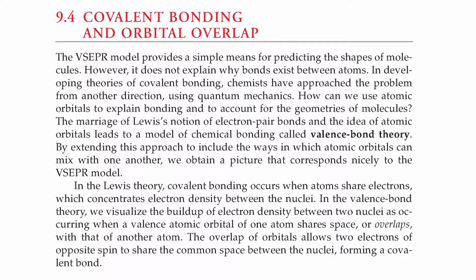In the Lewis theory, covalent bonding occurs when atoms share electrons, which concentrates electron density between the nuclei. In the valence bond theory, we visualize the buildup of electron density between two nuclei as occurring when a valence atomic orbital of one atom shares space, or overlaps, with that of another atom. The overlap of orbitals allows two electrons of opposite spins to share the common space between the nuclei, forming a covalent bond.